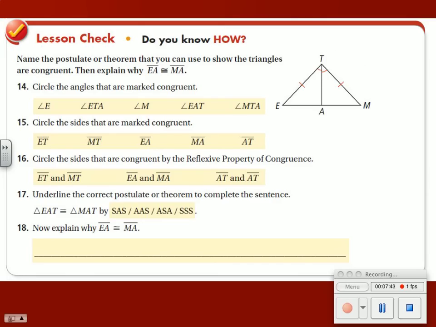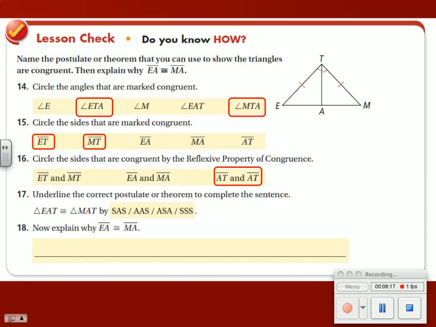So let's do our quick lesson check. Name the postulate or theorem that you can use to show the triangles are congruent. Then explain why. So we want to show why segment EA is congruent to segment MA. Circle the angles that are marked congruent. Well, we have angle ETA and angle MTA. And now we're going to circle the sides that are marked congruent. We have segment ET and segment MT.